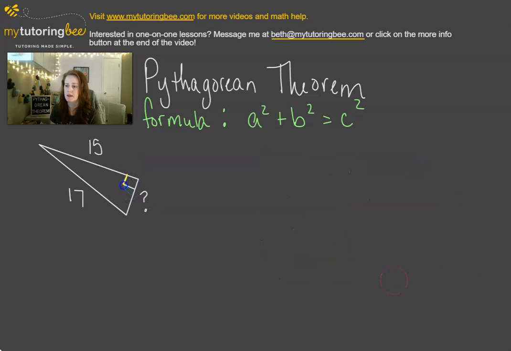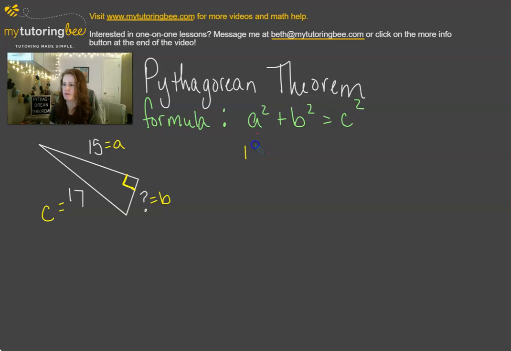This time I can see that the right angle is here. So this 15 can either be my A or B side, but then that means that the question mark is going to be the other one of those two. And then 17 is going to be my C side. So this one's a little bit different than the last one that we did. Again, feel free to pause the video at any point to work any of this out, and then we can continue on together. So I'm going to plug in the information that I have.